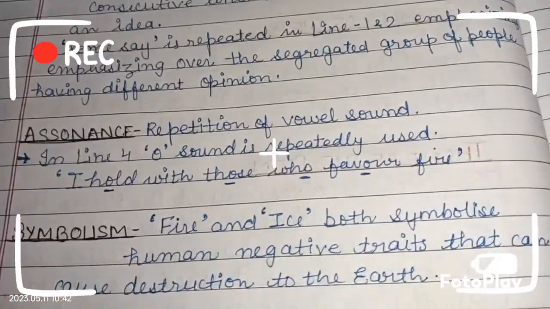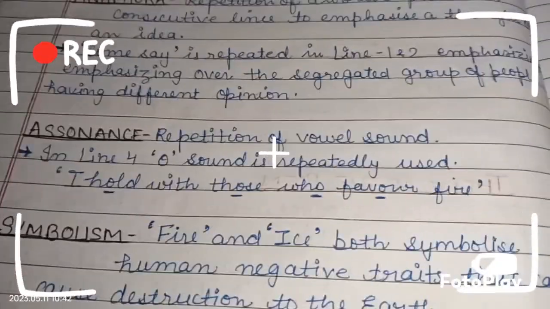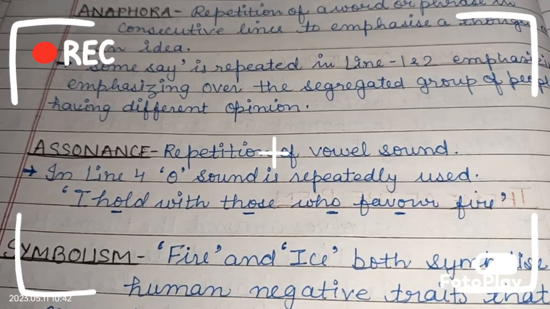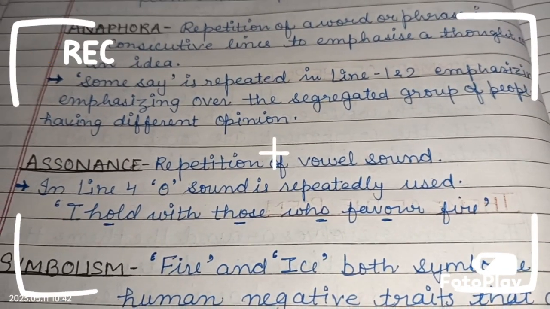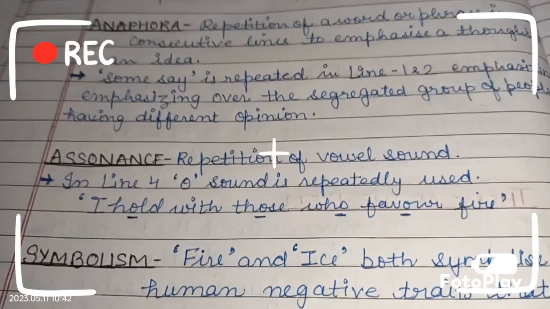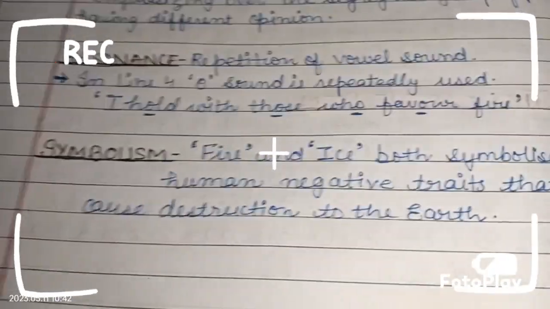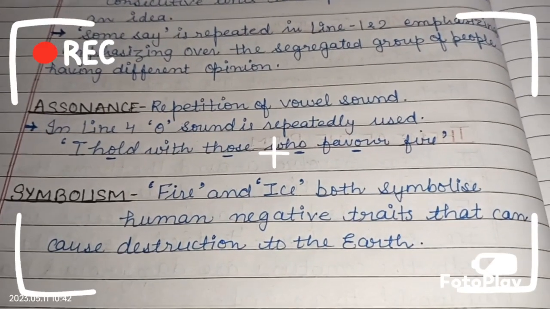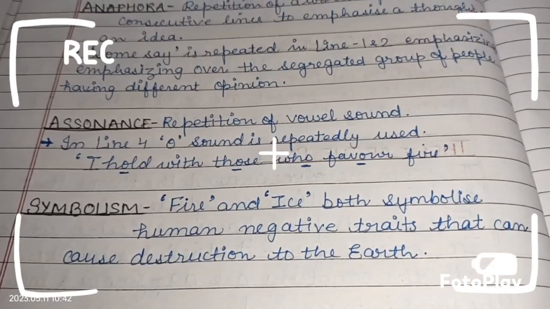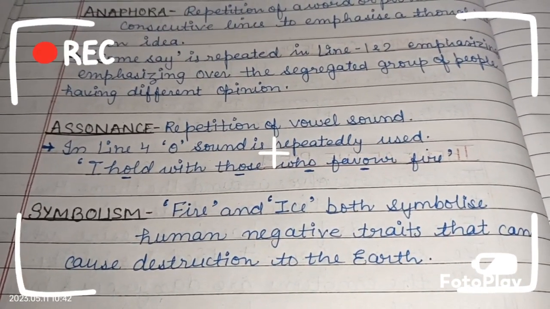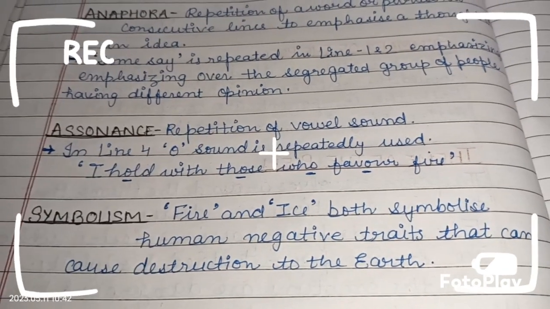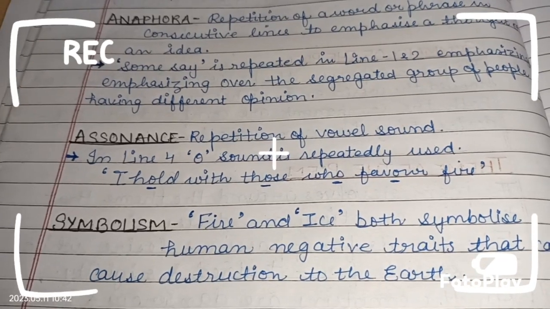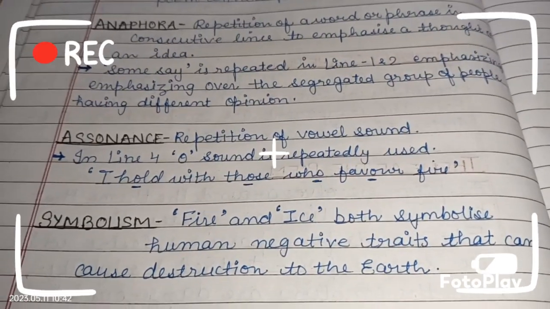We find assonance as well. Assonance is repetition of vowel sound. In line number 4, we find the O sound repeated. "I hold with those who favor fire." You can see that the O sound is repeatedly occurring. The last one is symbolism. Just as in Dust of Snow we had symbolism, here in this poetry also we have two different elements, fire and ice, symbolizing different human negative traits.